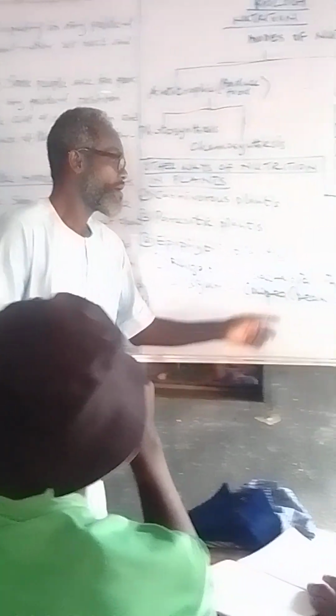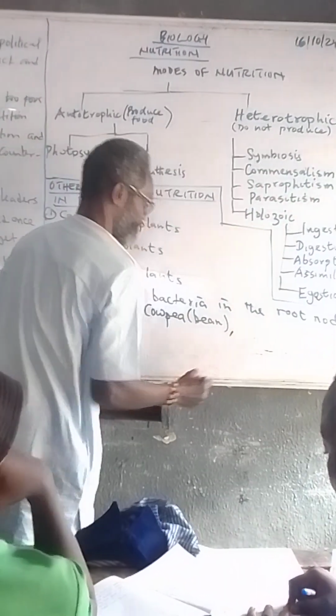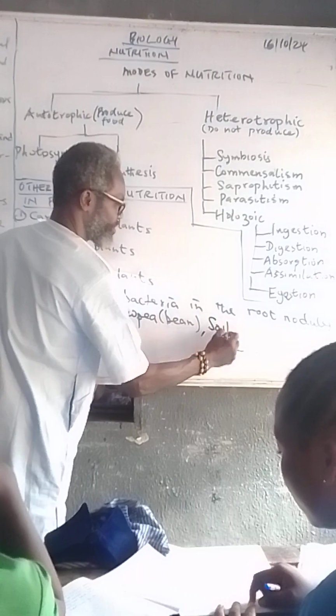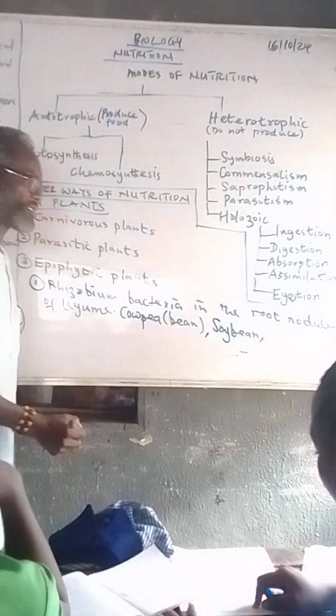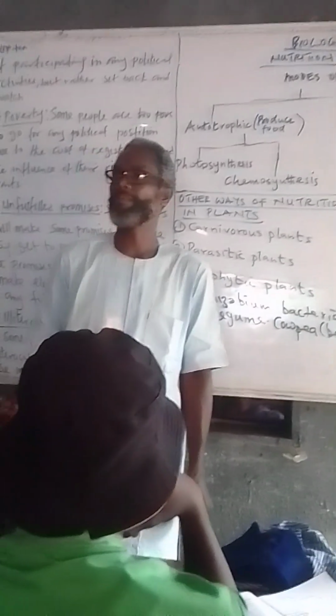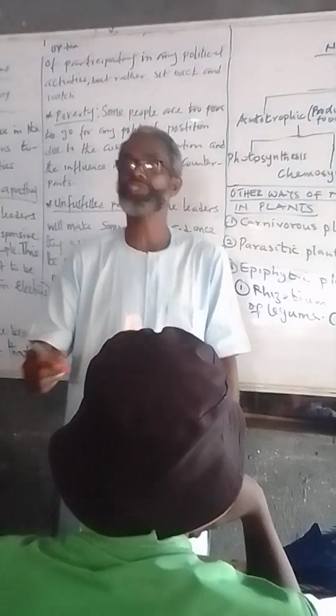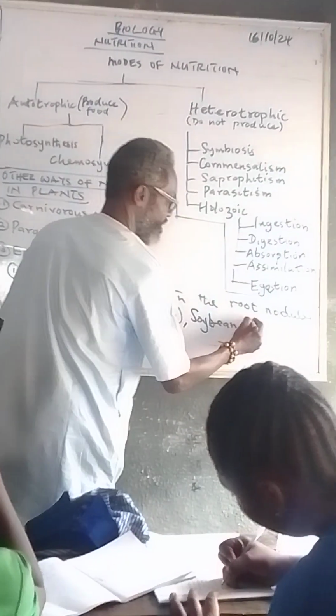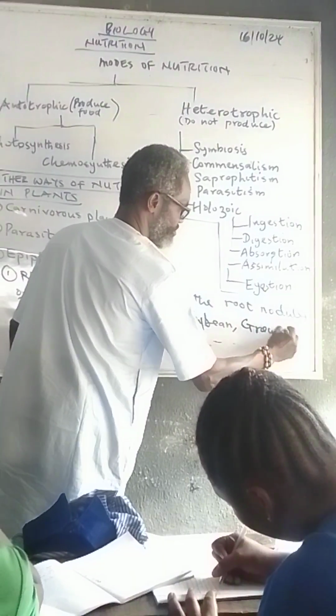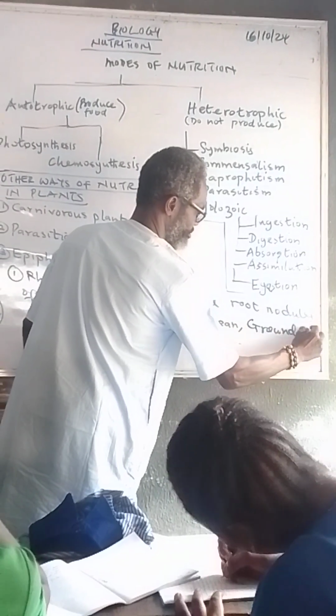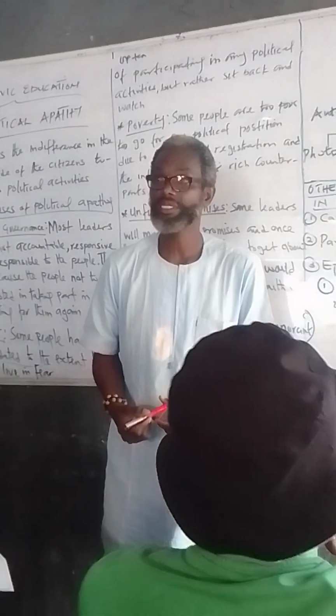Then cowpea, soybean. It's not called soya bean, it's soybean. Though people pronounce it soya, it's soybean. Then you have groundnut, etc. They are what? Legumes.